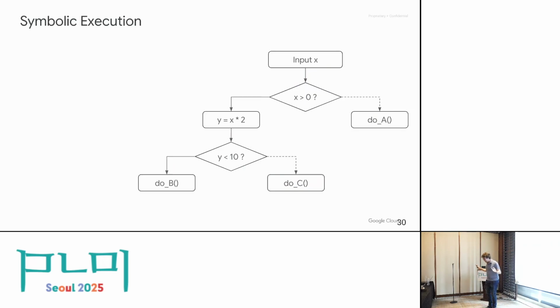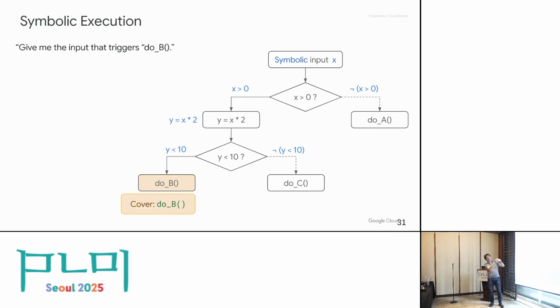OK. It's possible that everyone here knows how symbolic execution works, but I would be remiss if I didn't say it, at least at a very basic level. So imagine you have this extremely simple program where you have some input X, you have a couple of branches, and then you can do 3 different things. You can ask your symbolic executor, give me the input that's going to trigger do B. It's going to turn your input into a symbolic input, and it's going to collect constraints about what has to be true about that input in order for you to get to each of these different branches.